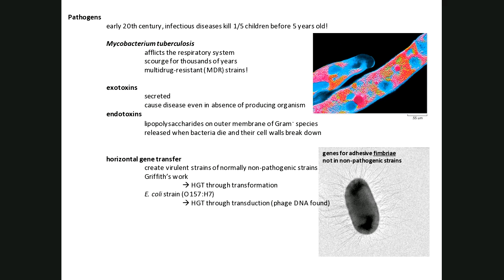Endotoxins, those lipopolysaccharides on the outside of gram-negative bacteria, those little green things, can be released when the bacteria die and their cell walls break down, and those can cause disease. And then, of course, when it comes to disease, once again, their ability to switch back and forth with horizontal gene transfer, that was Griffith's work. That's how we can get pathogenic ones, like the E. coli strain O157:H7, that's the pathogenic one.